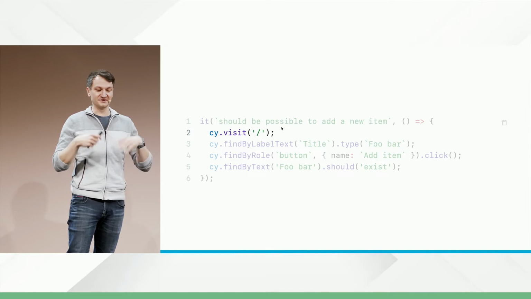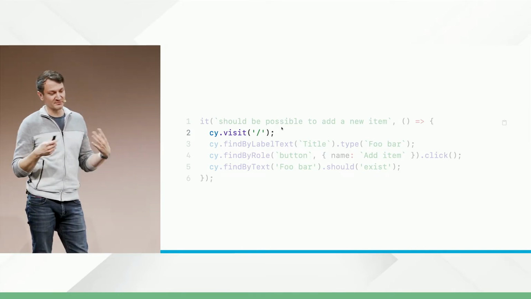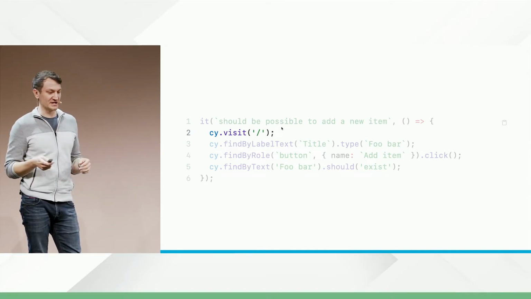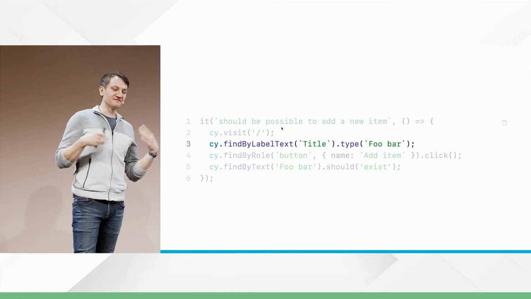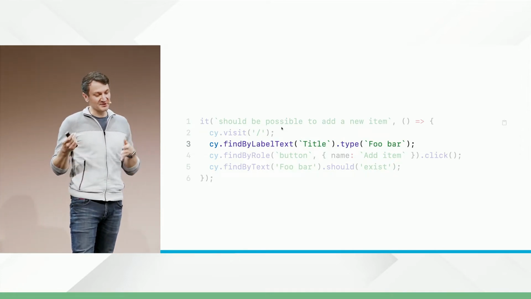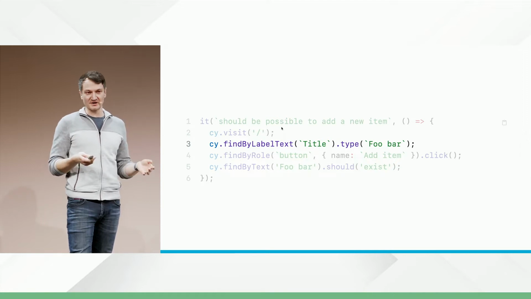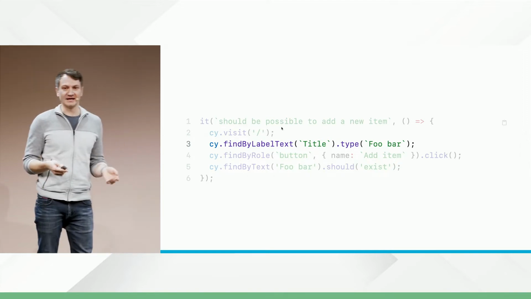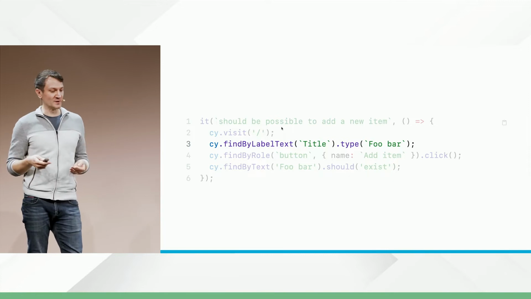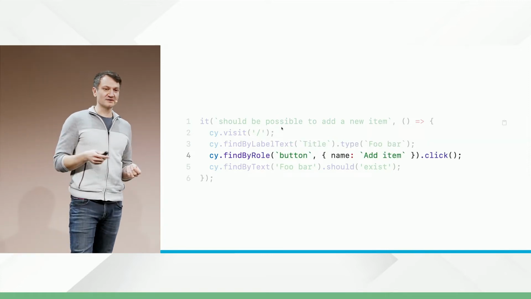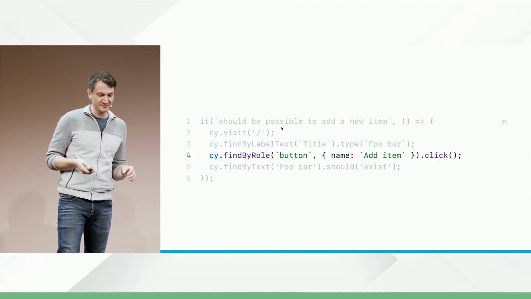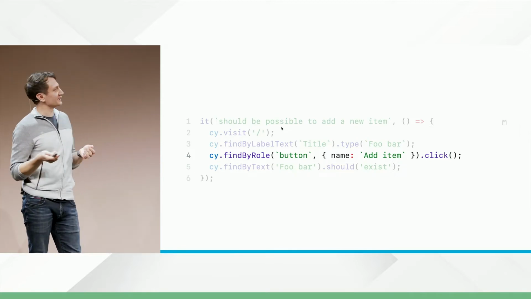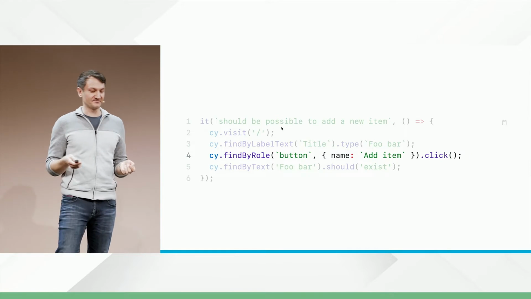In this case, this feature is located on the homepage, but the important thing here is we visit the real page in a real browser. And in the next line, we find an element by label text, so an input field, for example, with the label of title, and we enter some text, in this case, foobar. And in line 4, we find an element by role, in this case, a button, with a specific name, in this case, add item, and we click it.